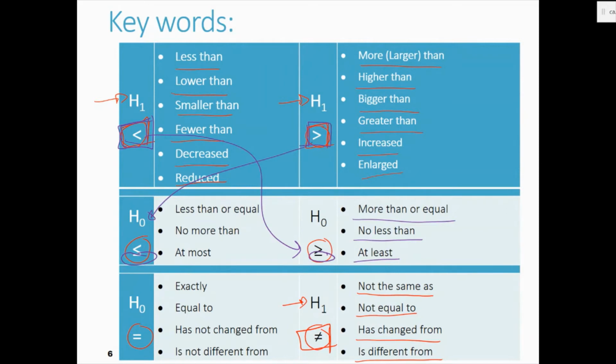H0. So, words that tell you less than, no more than, or at the most, again, they're talking about the less than or equal to symbol, which is part of H0. Lastly, if your exercise is talking about the not equal to sign, then by default, H0 will be equal to. Or the exercise can give you keywords like exactly, equal to, has not changed from, or is not different from. Again, that's the equal sign, which will be part of H0.